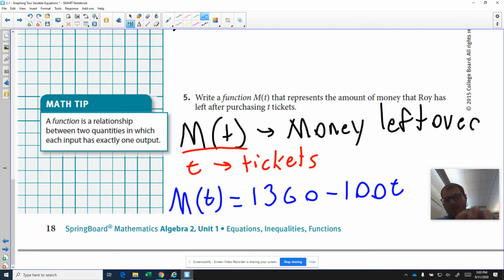See how I can create an equation based off this information? The only real different part of this is just the notation. The money left over, M of T. It's a little bit different notation than we're used to. And then T is for tickets.